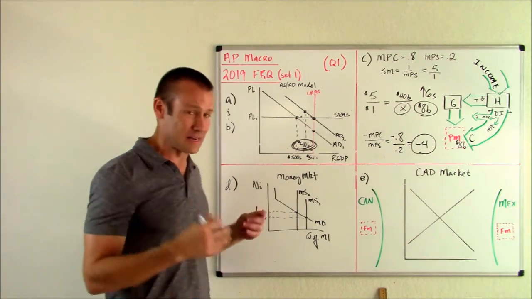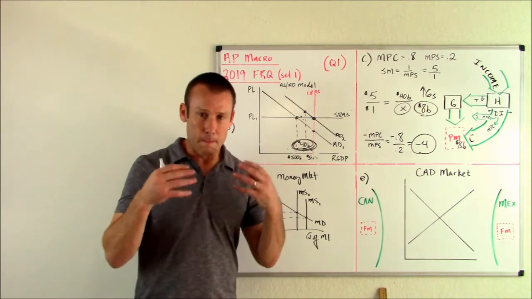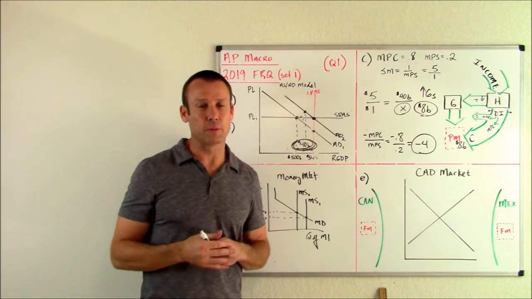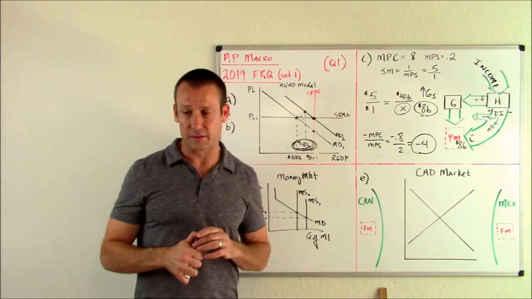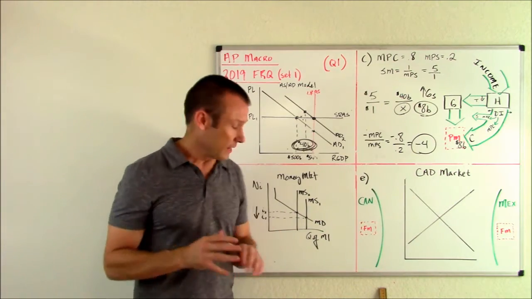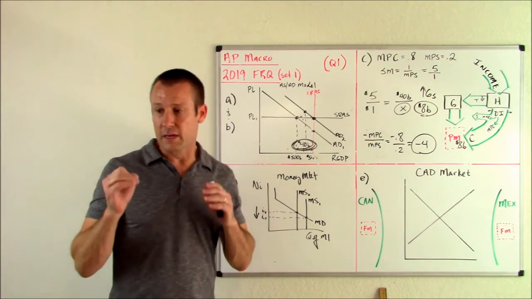What's the price of money? It's the nominal interest rate. And you're doing that mainly to affect investment. Of course, you're also going to affect net exports and consumption, but that's not this problem, at least not right now. All right, so that's all you had to do to get that point.